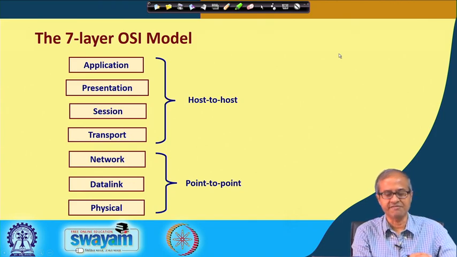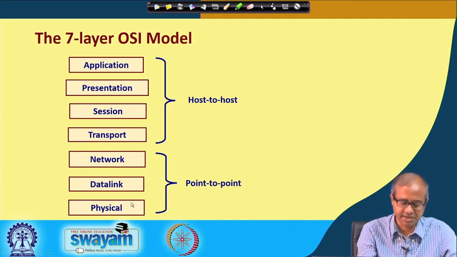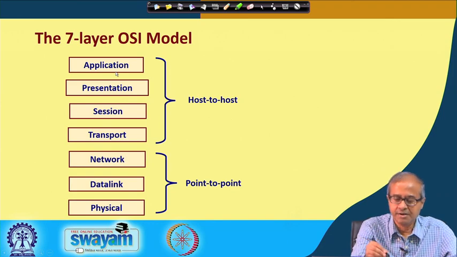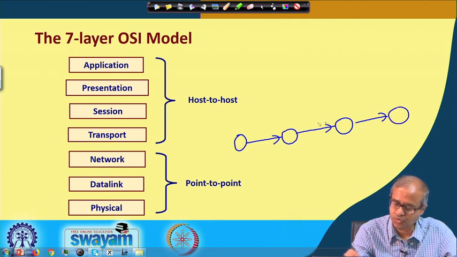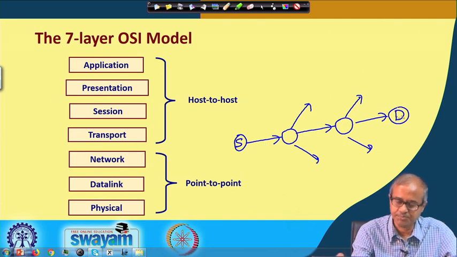Now, talking about the 7 layers, these are the 7 layers, starting from the lowest: physical, data link, network, transport, session, presentation, application. If you think of a network like this, I am only showing one path, there can be other paths also. Let us say from a source S to a destination D, this is the path which is followed.